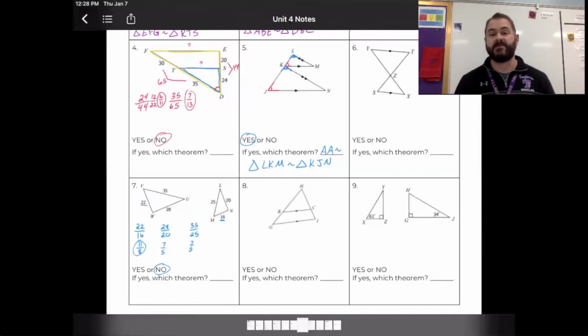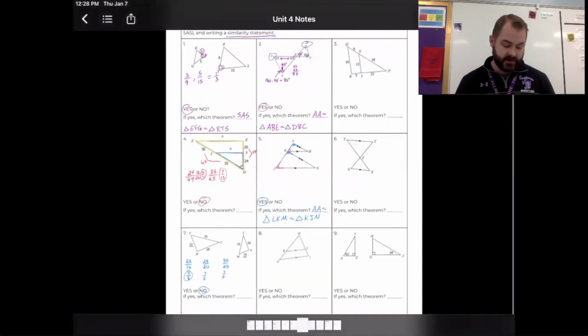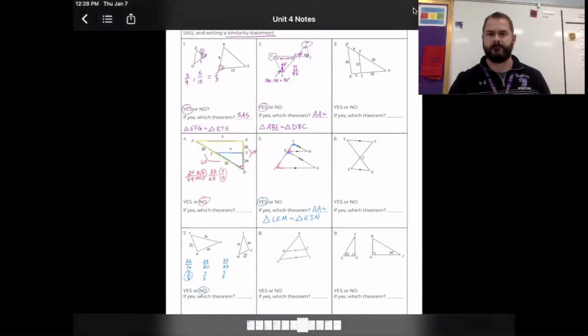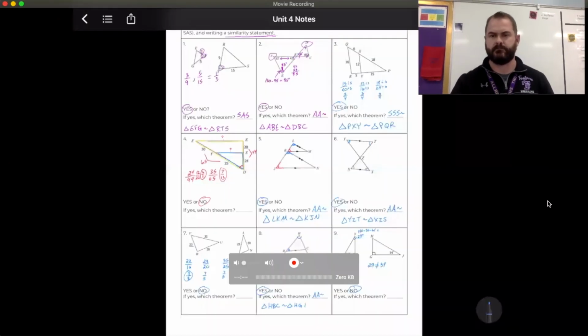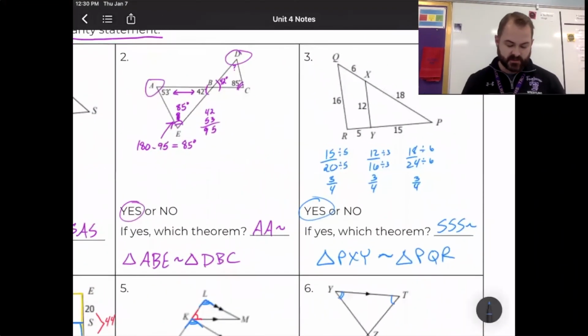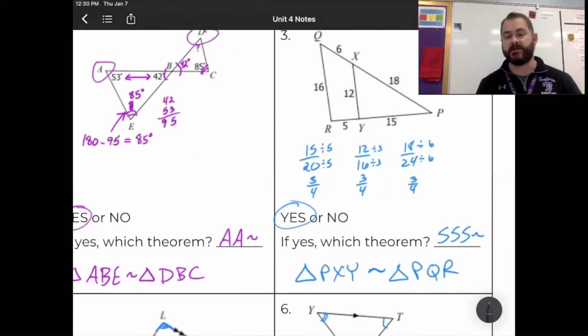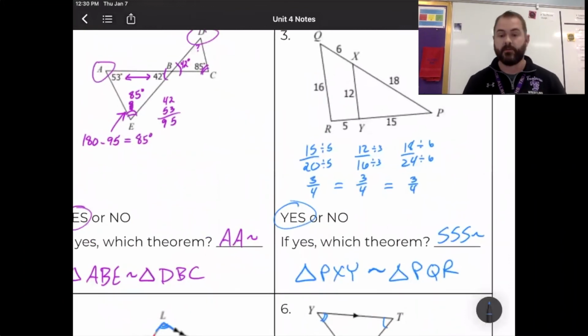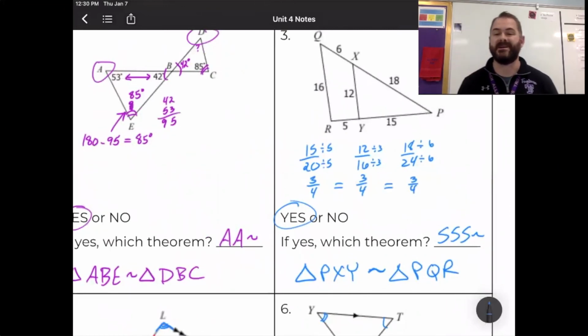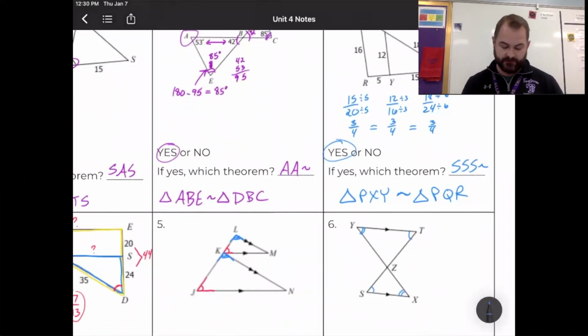All right, these are the answers you should get on 3, 6, 8, and 9. For number 3, you write out all of these ratios and they all do reduce to the same equal proportion or equal ratio of 3/4. So yes, these are similar by side, side, side because all 3 sides of the smaller triangle are proportional to the 3 sides of the bigger triangle.